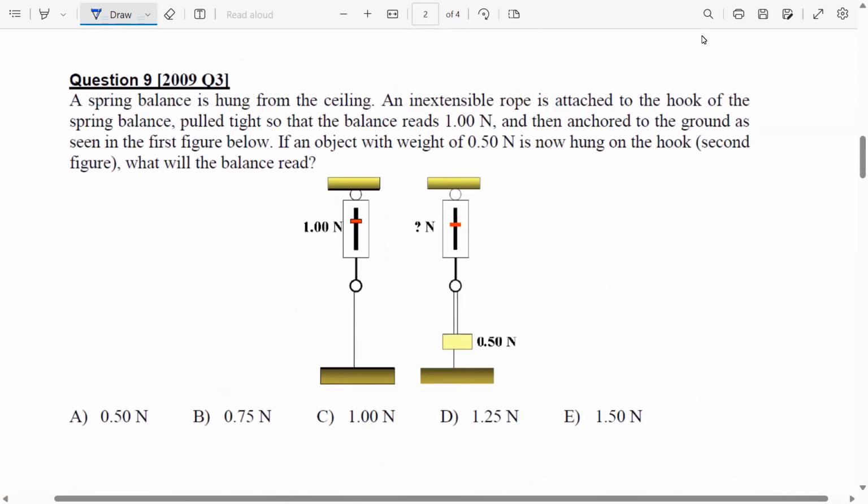Now, for this question, 2009 question 3, also dynamics. A spring balance is hung from the ceiling, and an inextensible rope is attached to the hook and the ground. It's pulled tight so that it reaches 1 Newton. It's then anchored to the ground as shown, and an object with weight 5 Newton is now hung on the hook. What will the balance read? In other words, what's the tension? In this case, the tension here is going to be 1 Newton.